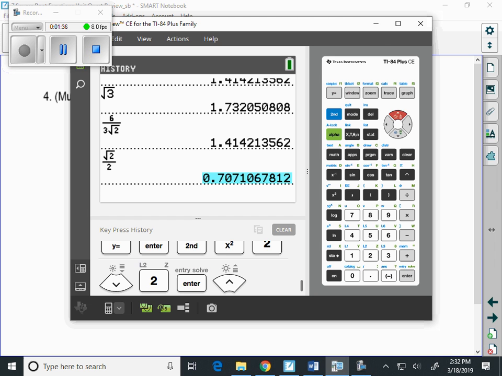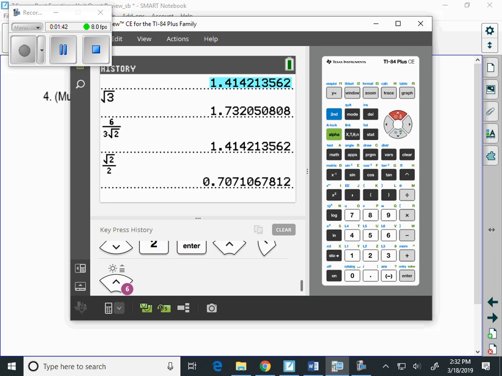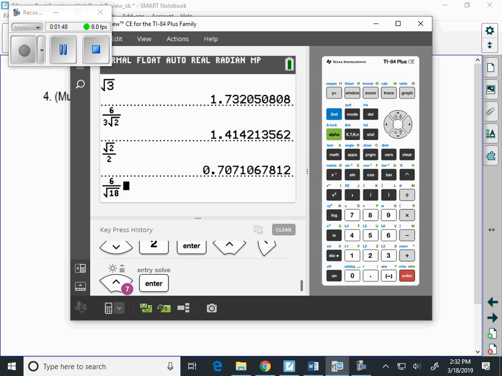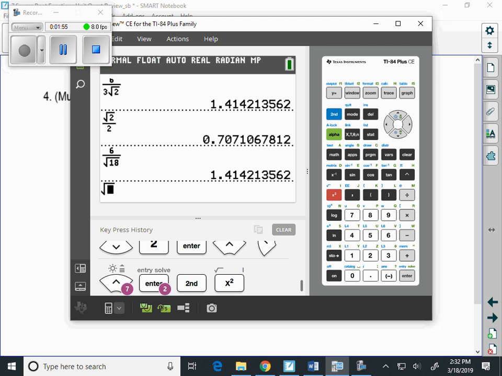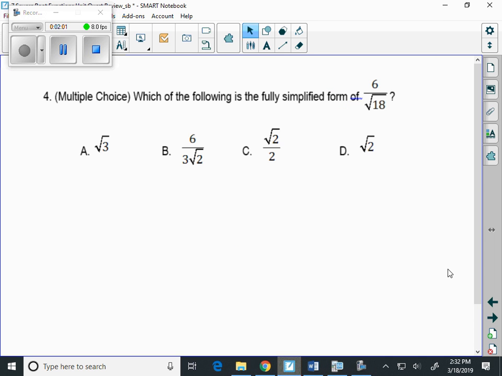And as I scroll back up, there's our original problem, and I'm going to carry that down a little bit so we can see it one more time. But we do think that it should be the last one, as we type in the square root of 2. And sure enough, it does match. So our answer is letter D on this one.